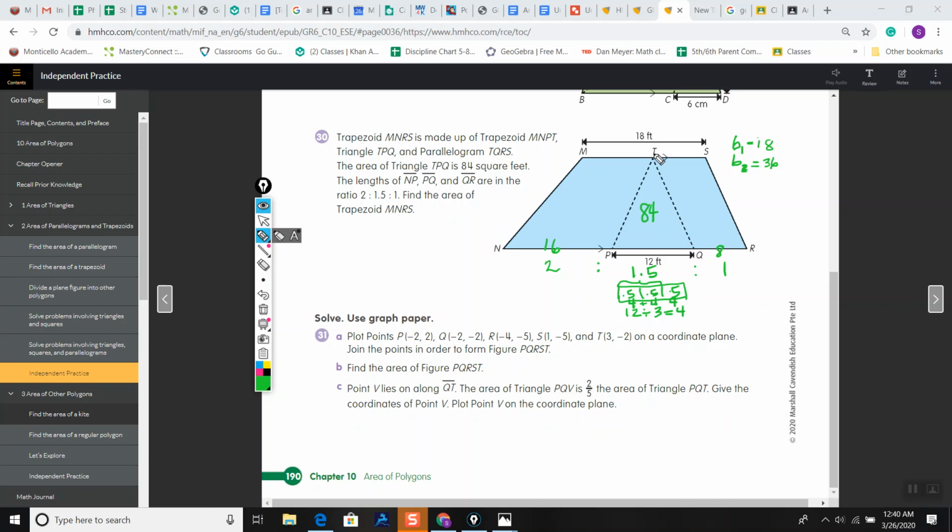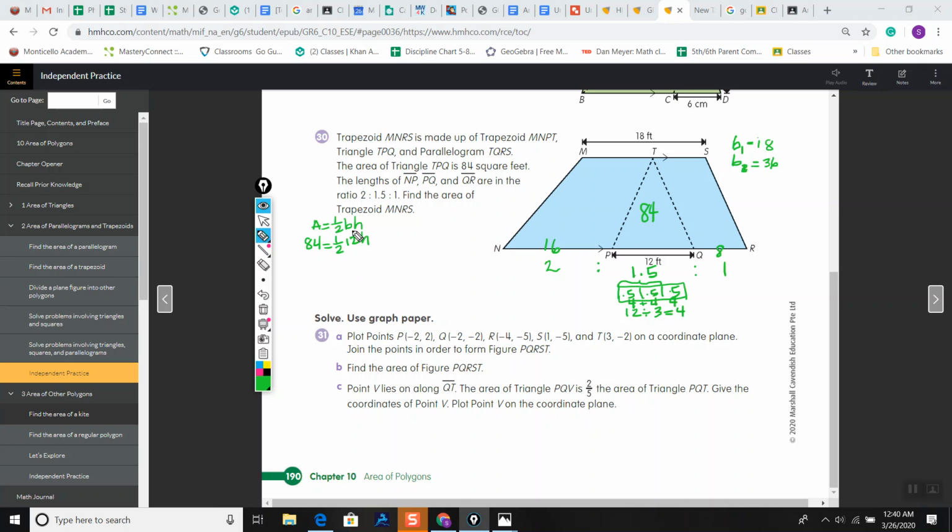I need to find a height. I don't have a height, but I do know the area and the base of this triangle. So I'm going to find the height from that. I write down my formula, and then I plug in what I know. I substitute. I know my area is 84, it's going to be 1/2 because it's a triangle, and I know my base is 12. And there's my height.